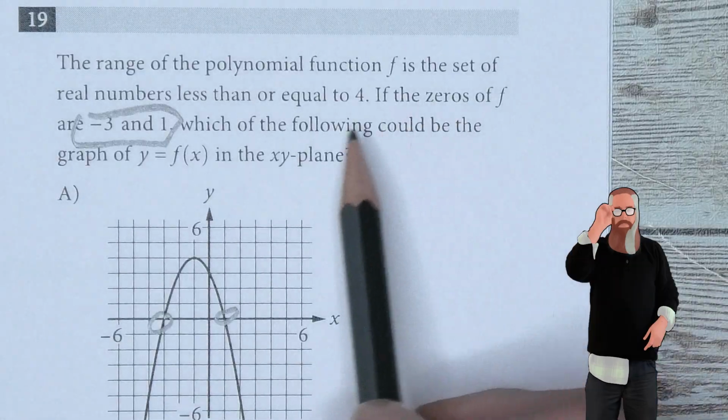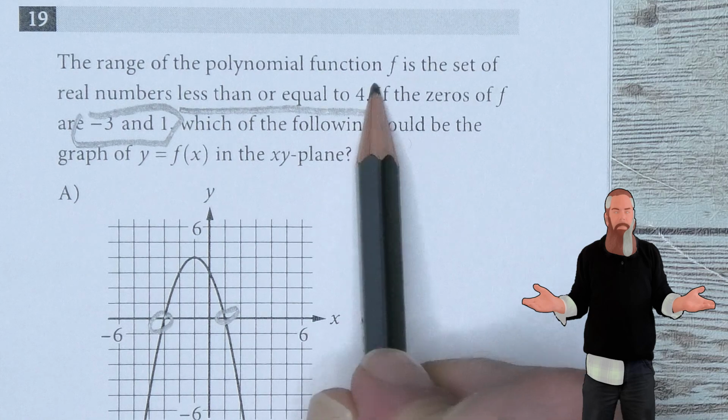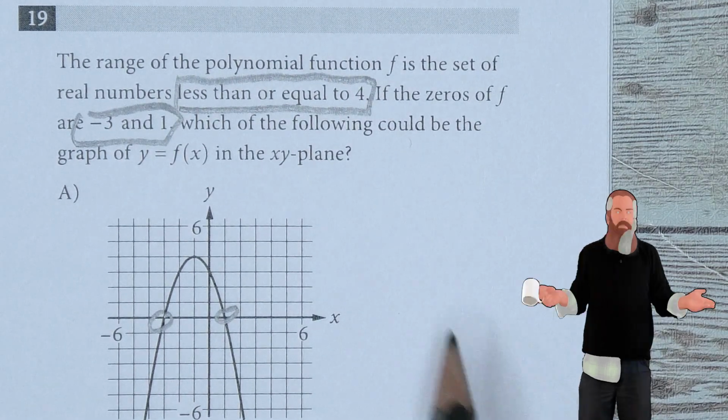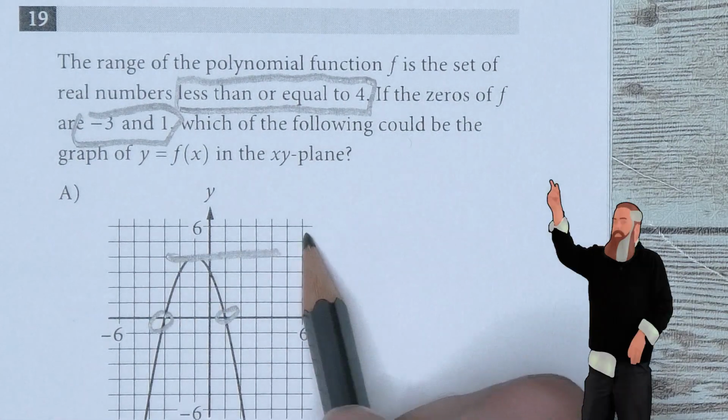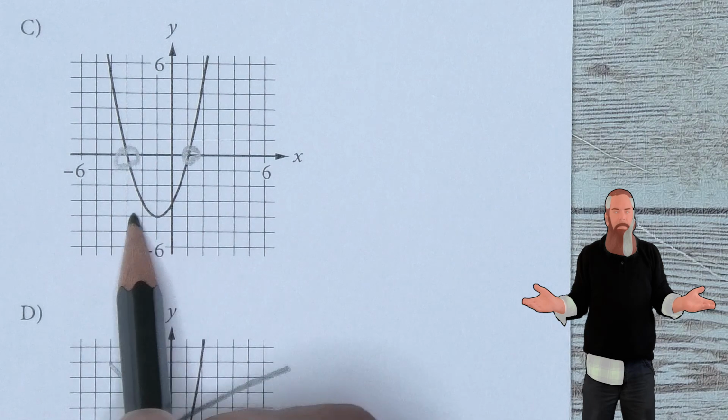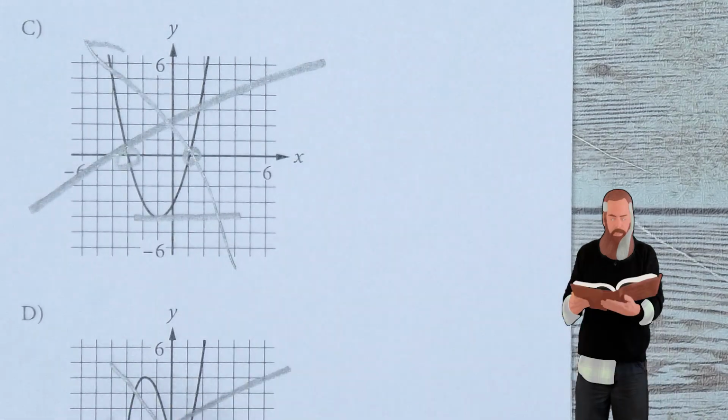It also says that it must be less than or equal to 4. So we're looking at the highest y value being 4, which does occur on A. So I'm assuming A is the answer. C, it occurs at -4, which means it is not the answer.